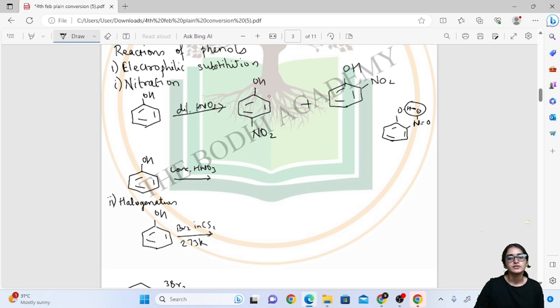Because of this intermolecular bonding, this product is not volatile and this product is volatile. So that's why we can separate easily by using steam distillation method.